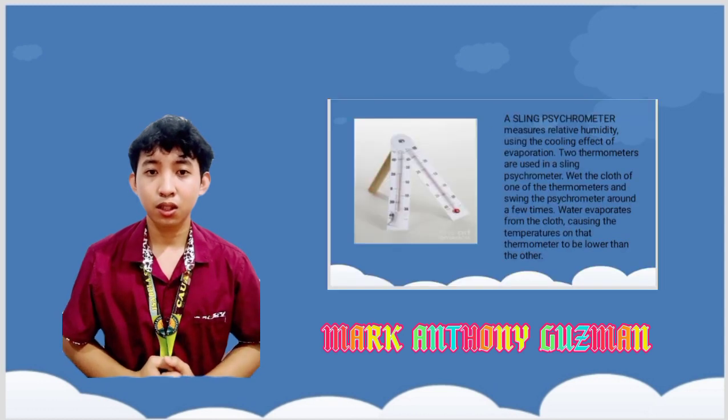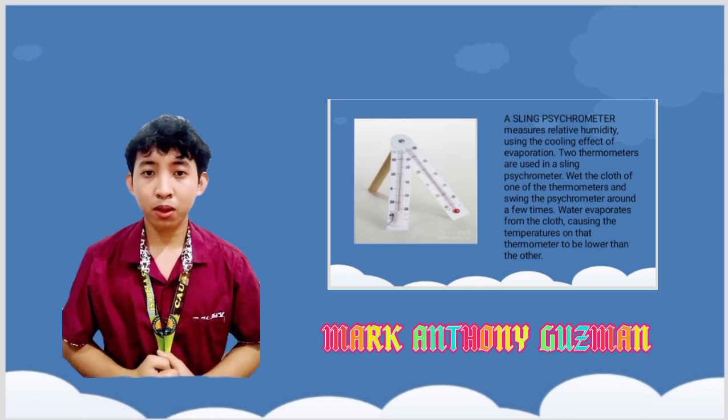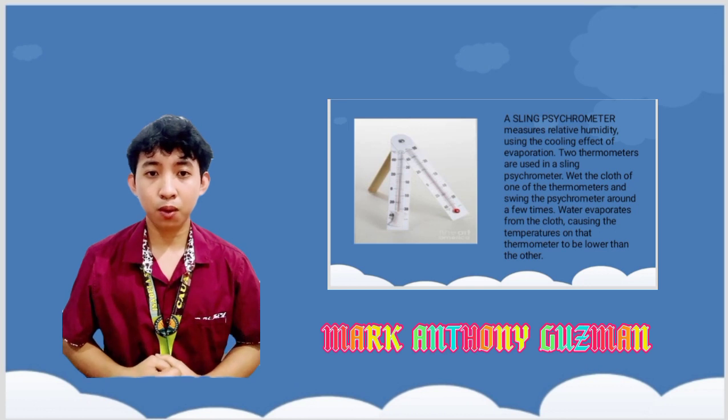Next is Sling psychrometer. A Sling psychrometer measures relative humidity using the cooling effect of evaporation. Two thermometers are used in a Sling psychrometer. Wet the cloth of one of the thermometers and swing the psychrometer around a few times. Water evaporates from the cloth, causing the temperature on that thermometer to be lower than the other.